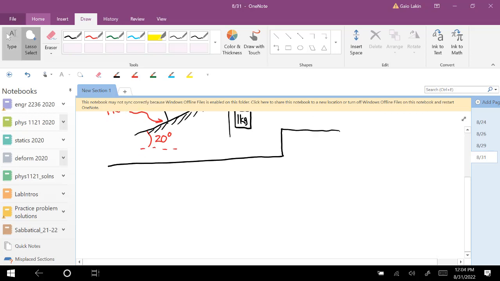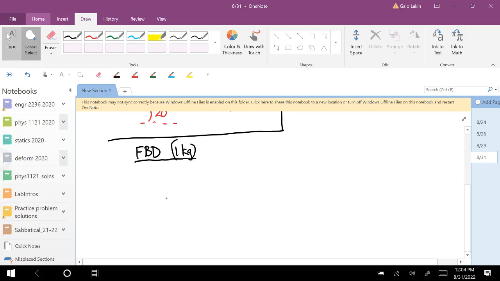All right, so let's start with the hanging mass, I guess. So a free body diagram of the 1 kilogram mass. We have a weight force acting down. That's 1 times 9.81, so 9.81 newtons. And the cable force is parallel to the cable, away from the chosen body, so this way. And I'll call that T.